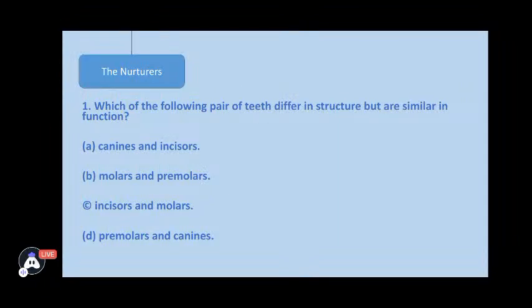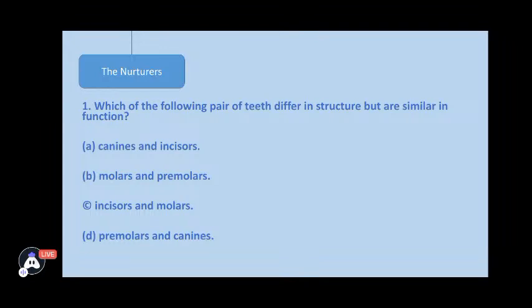The very first question says: which of the following pair of teeth differ in structure but are similar in function? There are four options on the screen. First, canines and incisors. Second, molars and premolars. Third, incisors and molars. And the fourth is premolars and canines. You need to tell which pair of teeth differ in structure but are similar in function. Hurry up, you can write the answer in the chat box.